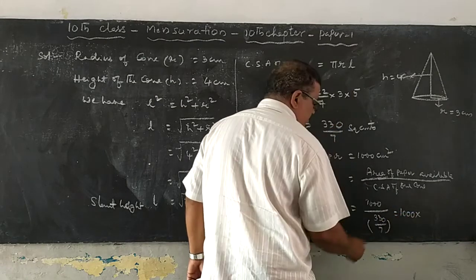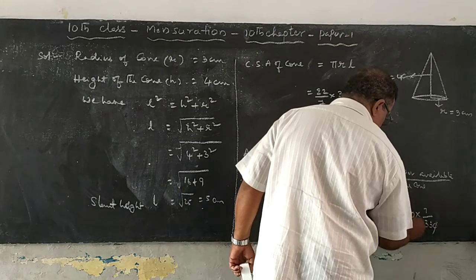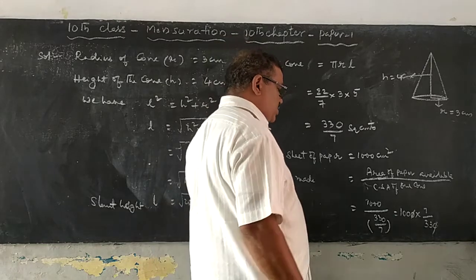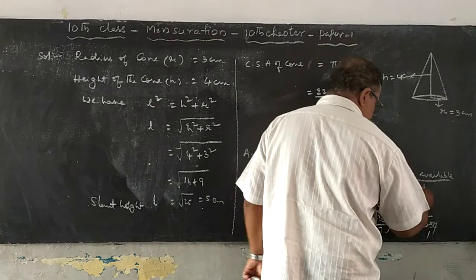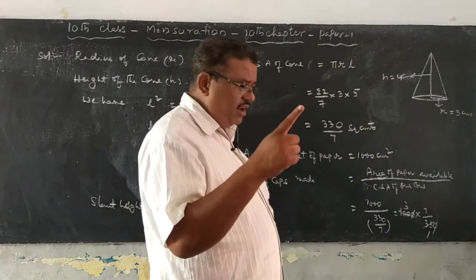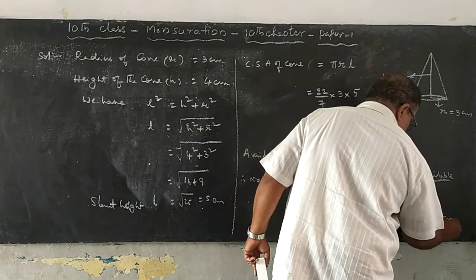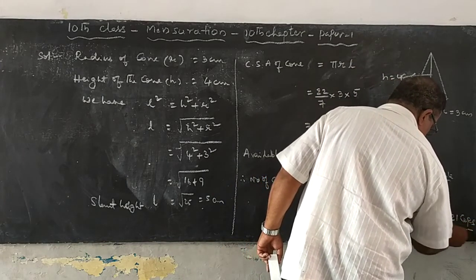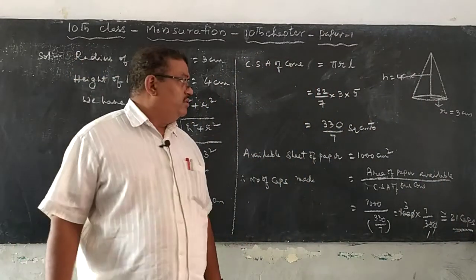1000 into 7/330. 10 are cancelled. 33 how many times cancel this one? 33 threes are 99, one remainder, leave it out. So 3 into 7, approximately 21 caps. This many caps are made using the sheet.